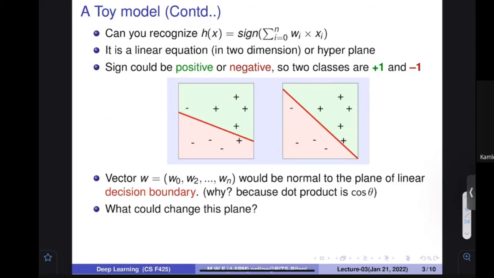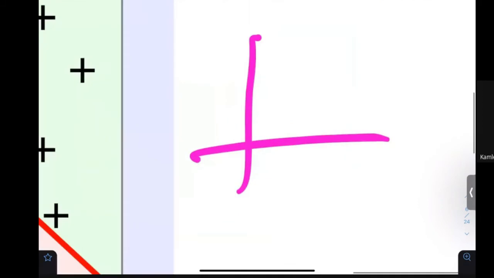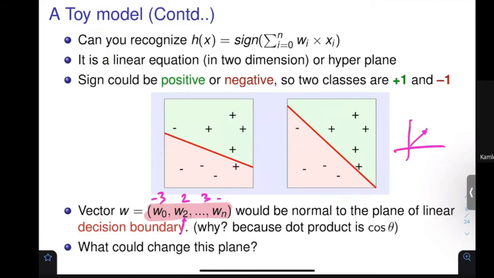All right, let us look closely. Let us consider W0, W1, W2, Wn. A few minutes back we talked about W0 maybe being -3, W1 maybe 2, W2 could be 3. These W's are going to have values. In your space, a value means what? A point. If I specify a specific value, it is going to be a point, or you can say it is a vector. So the W's are vectors.